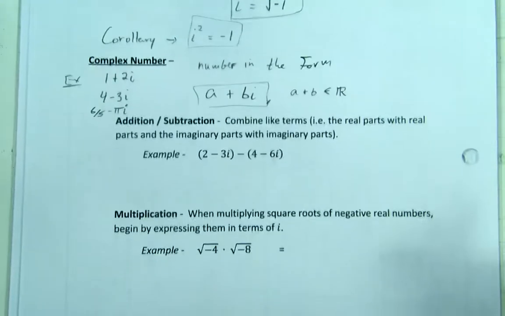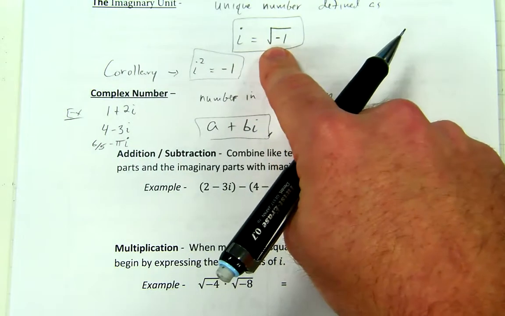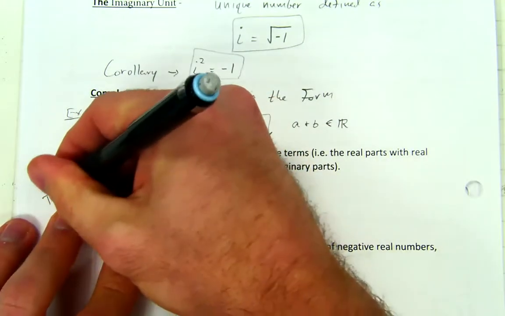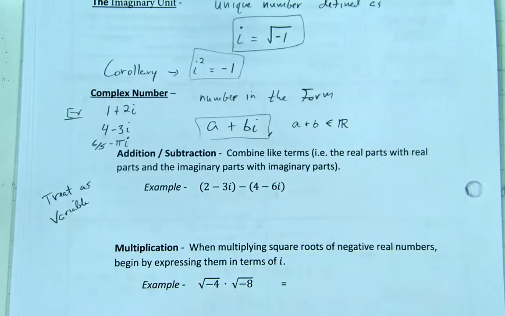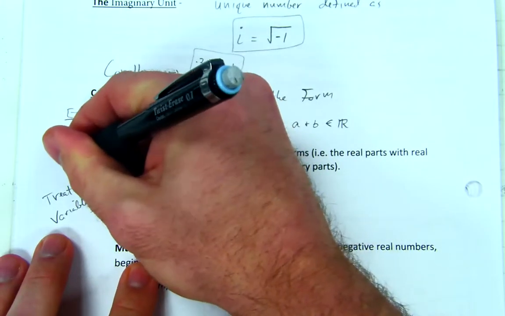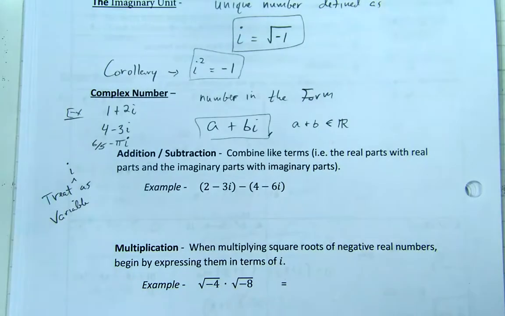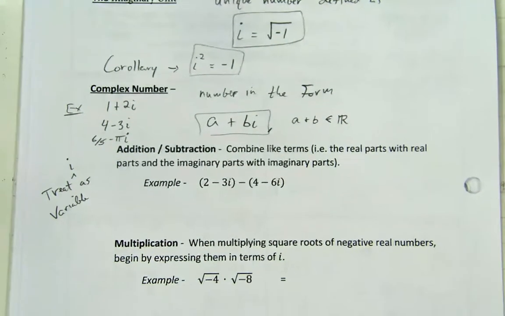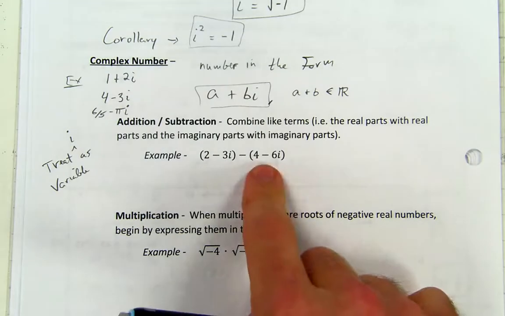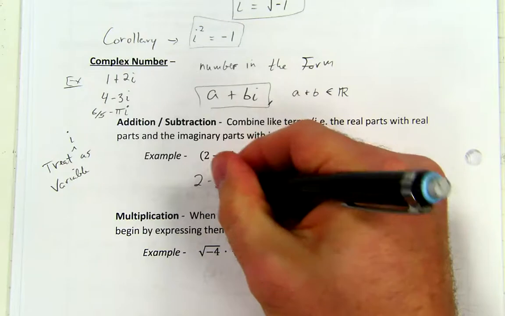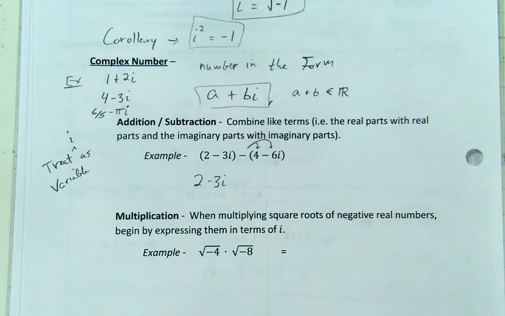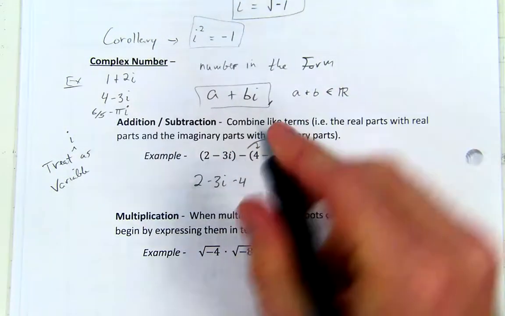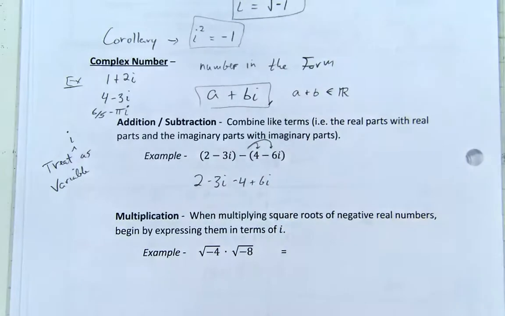So the deal with i is it is a defined term. i is the square root of -1. However, we treat it as a variable, even though it is a defined number. So here's an example of 2 minus 3i minus quantity 4 minus 6i. I'm going to say 2 minus 3i, and I'm going to distribute my negative, just like normal polynomial operations. Minus 4, negative times a negative is plus 6i.